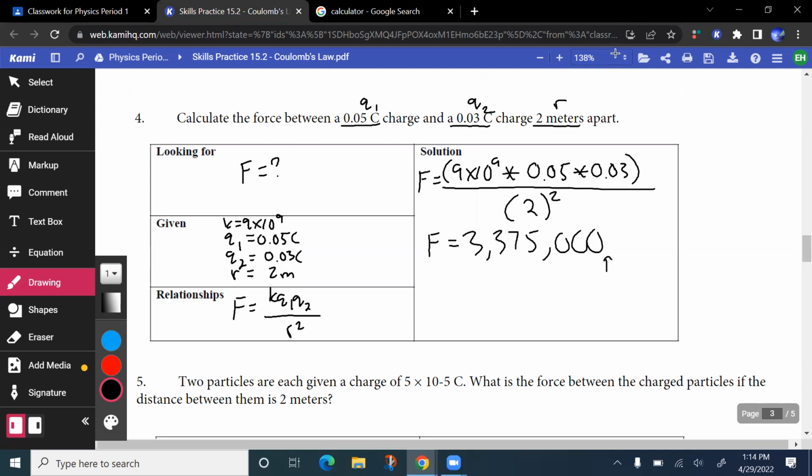Now the decimal is here, and we need to move it 6 times. 1, 2, 3, 4, 5, 6. So the proper way to answer this would be 3.375 times 10 to the 6th power. I'd be okay if you rounded that up to 3.4 or 3.38 actually.